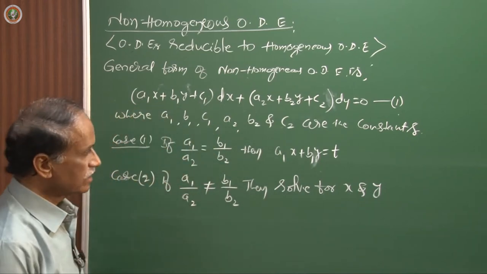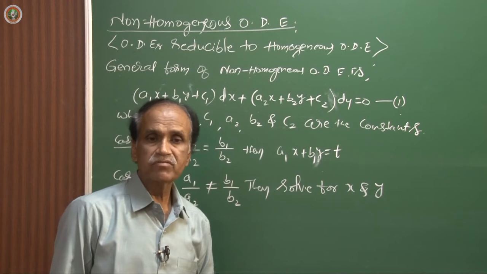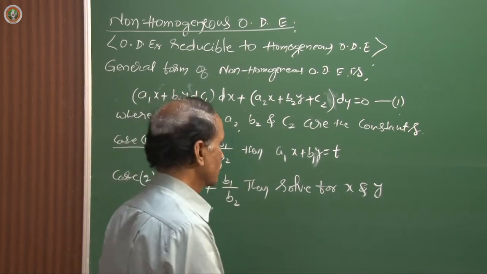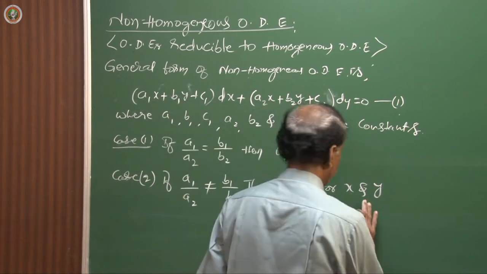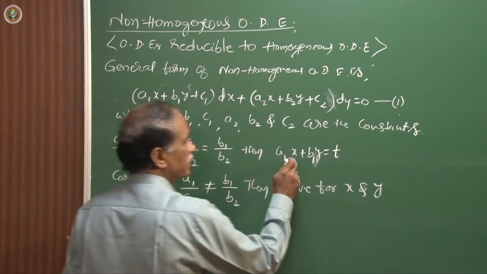Solve for x and y. Hope you have understood the meaning of solve for x and y. X and y will be the point of intersection. Then further, after solving for x and y, here anyway you will do that.